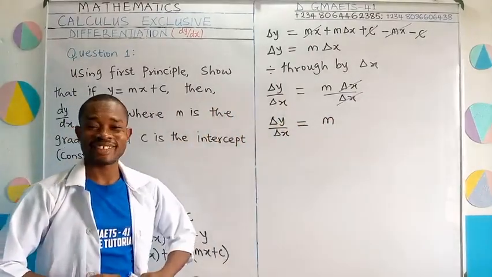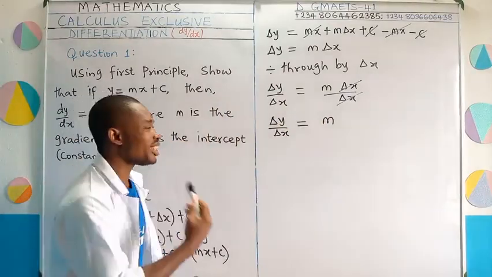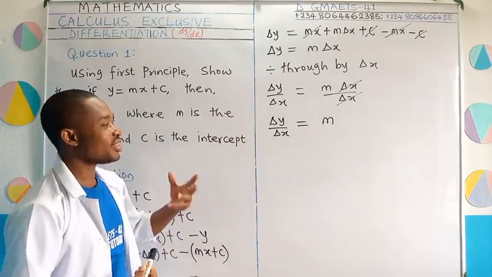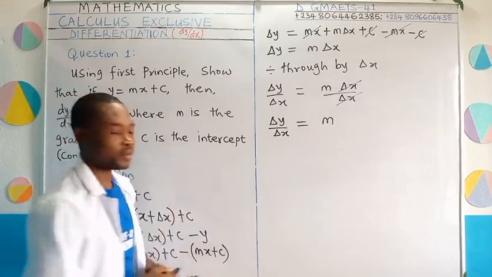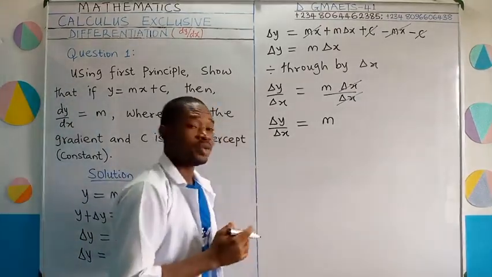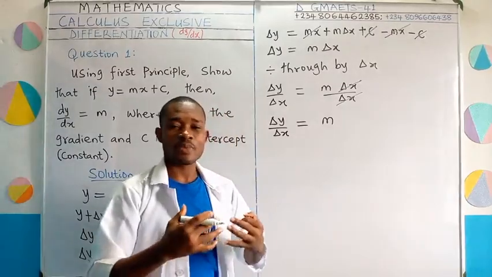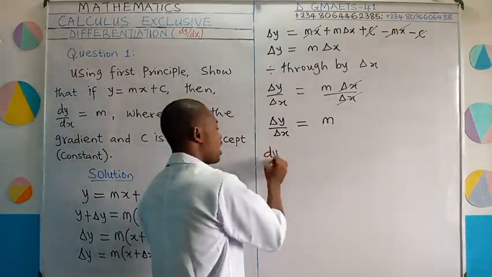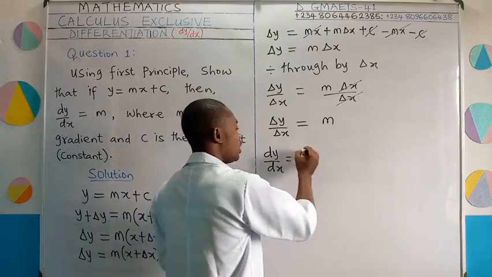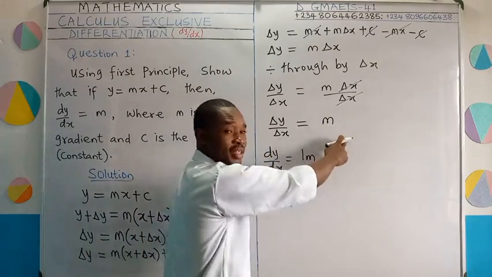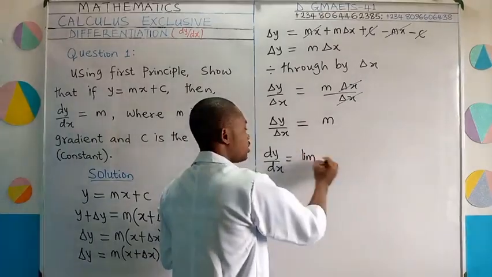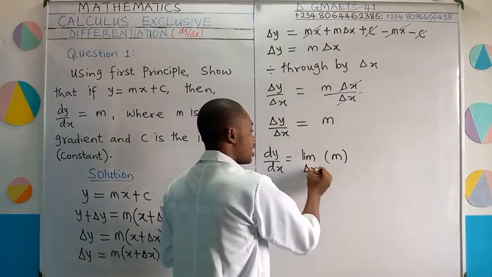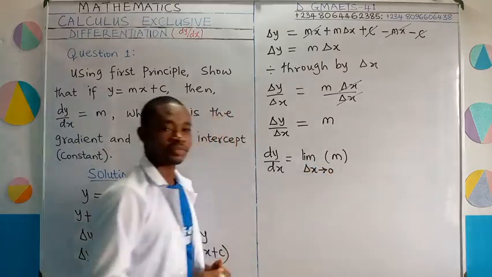We're getting something nice. At this point, we'll take our limit. We'll take our what? Limit as delta x approaches 0. Of course, you know when you take limit as delta x approaches 0, that gives you your dy dx, your gradients. So we write dy dx is equal to limit of whatever the right hand side is. Limit of whatever the right hand side is, and the right hand side is m, as delta x tends to 0.